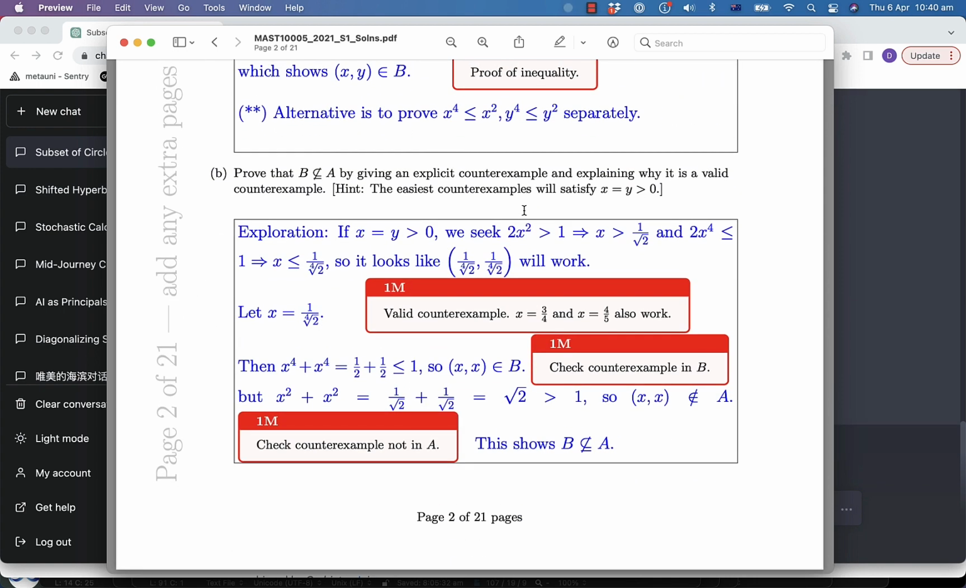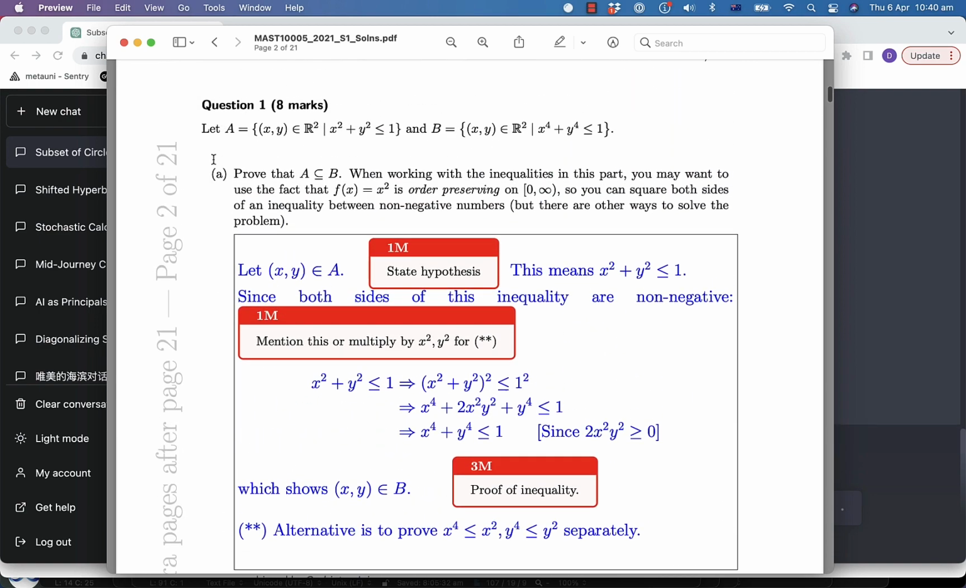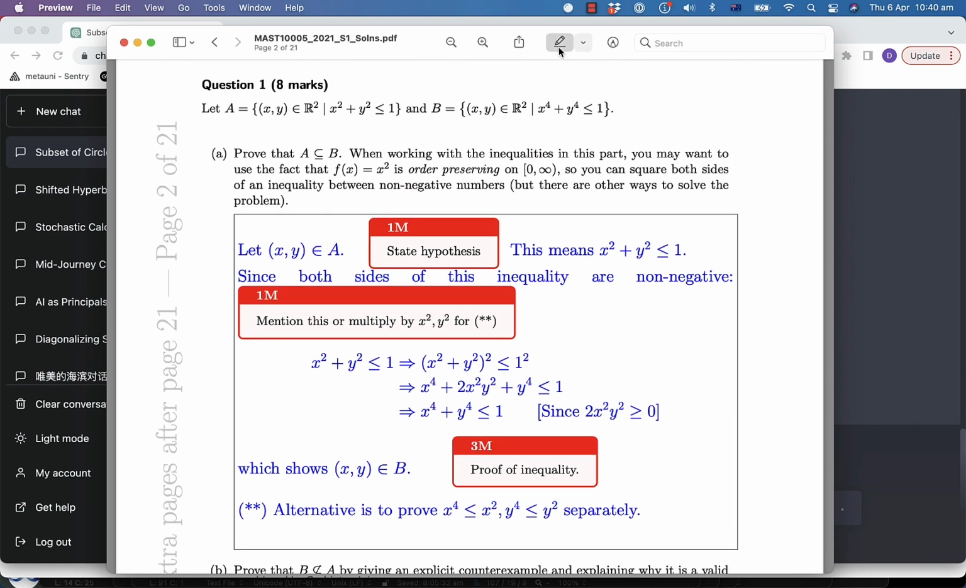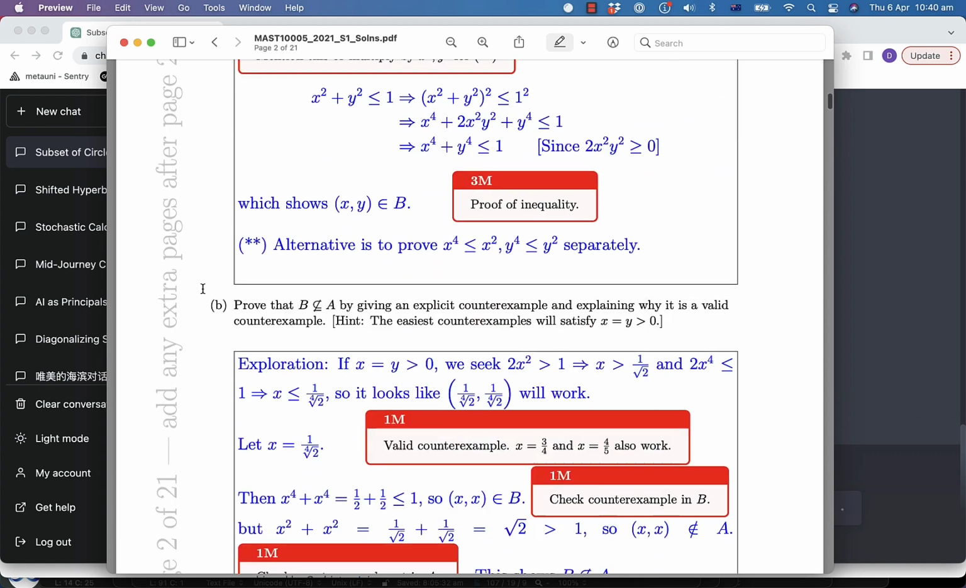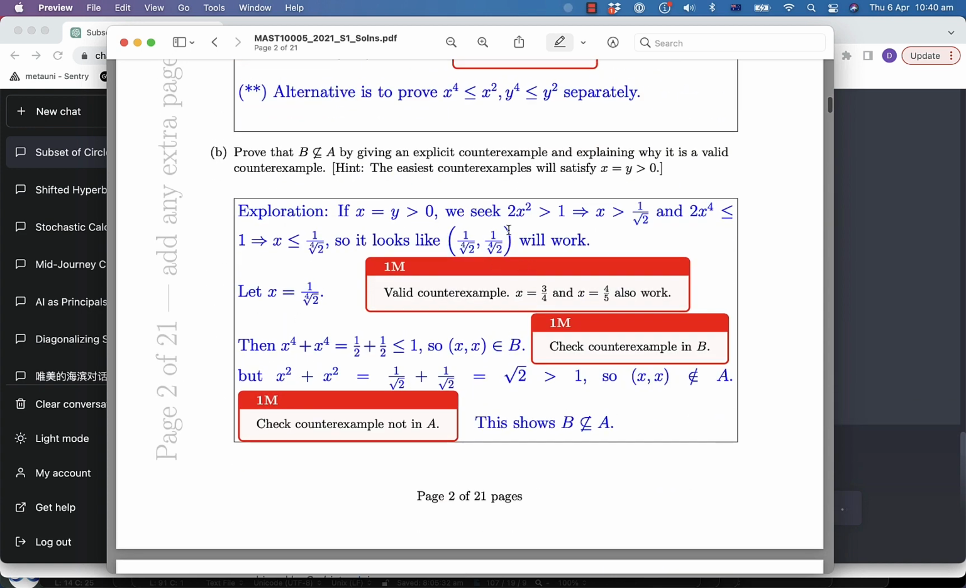This is kind of a tricky question for question one. If we take them equal to each other, that's the step that I think is maybe not completely obvious to all the students, right? This is 2x squared is less than or equal to 1, and this is 2x to the 4 is less than or equal to 1. That's what it's thinking through. If we want 2x squared to be greater than 1, that's x greater than 1 on root 2. And if we want this, it looks like that will work. And then there's some other comment.